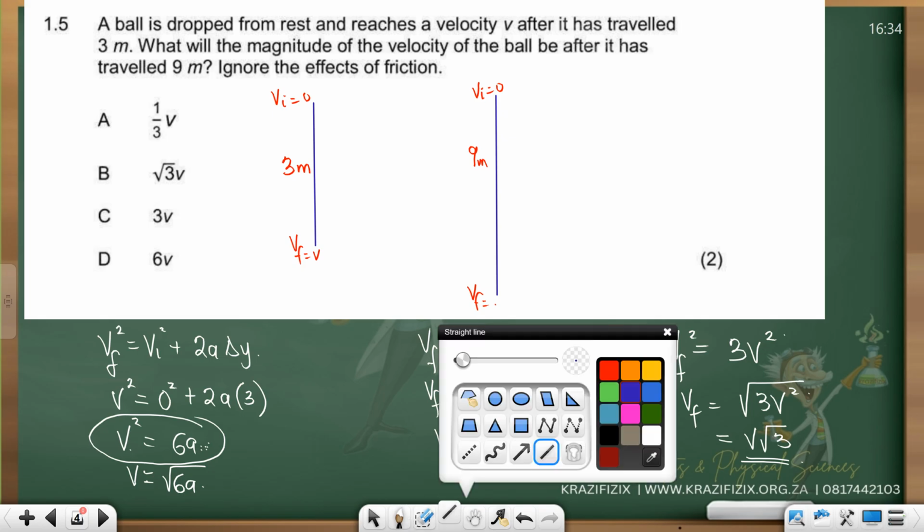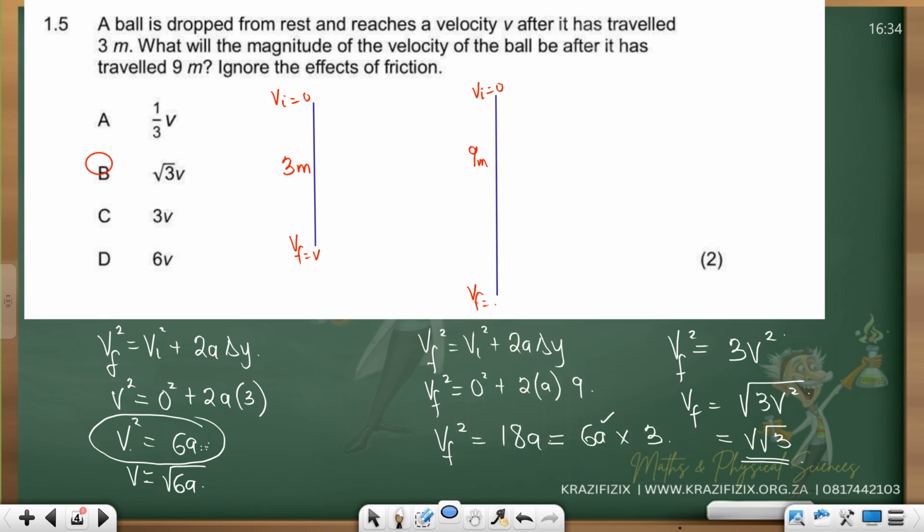And the correct option is B. So these are the dynamics of answering multiple choice questions. I don't know if that made sense. I did the 3 meters and I did the 9 meters, and I now try to merge both of them together. They are quite tricky, so when you see something like this, please just remember to do what I did.